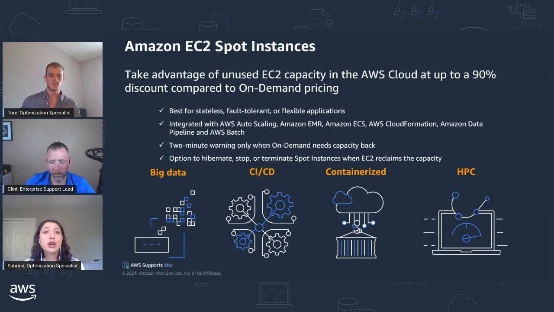Spot instances can be integrated with several AWS services, such as AWS Autoscaling, Amazon EMR, Amazon ECS, AWS CloudFormation, Amazon Data Pipeline, and AWS Batch. And common Spot workloads include big data, testing and development, containerized environments, and high-performance computing. So with that, we do have a demonstration to see how these different offerings would look in the console.